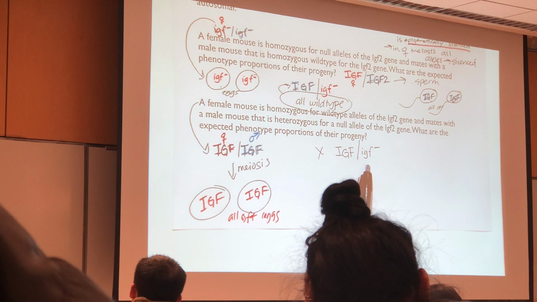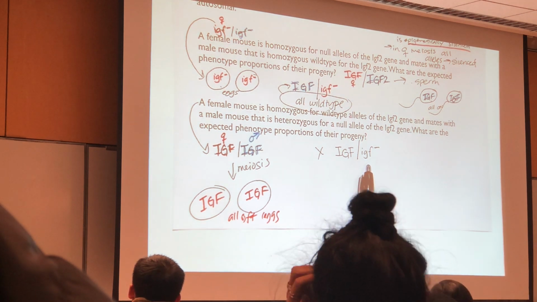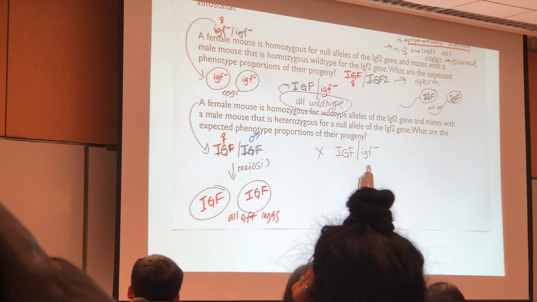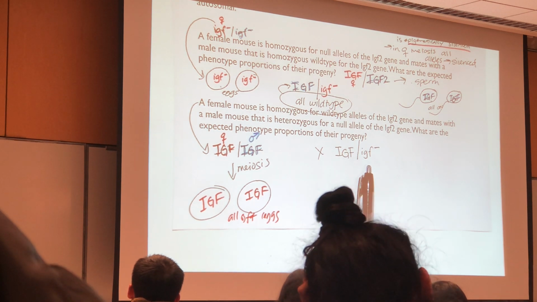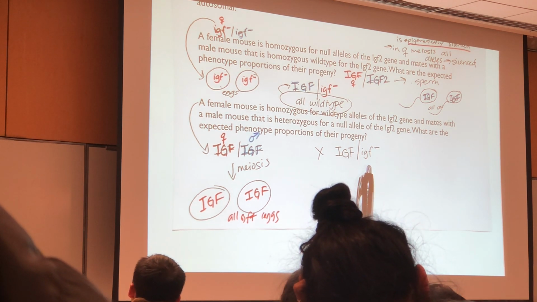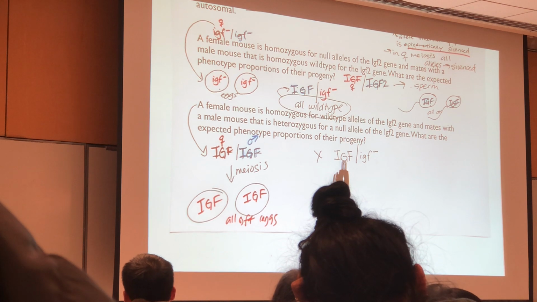What if the IGF null that he has is the maternal allele? Is he wild type or is he mutant? Wild type, because this one's already silenced. Maternal allele provides wild type expression.